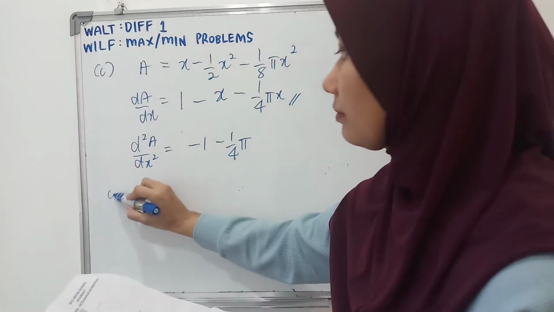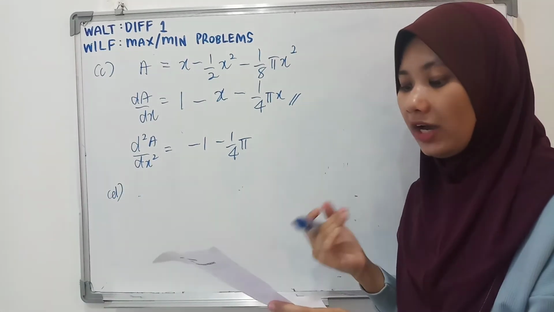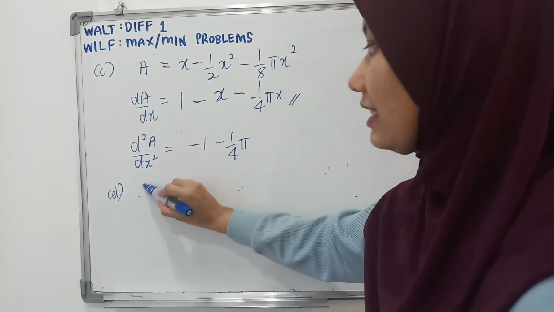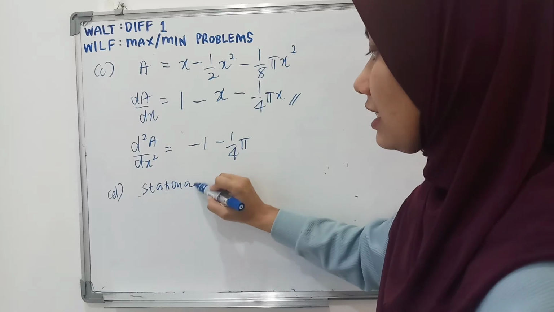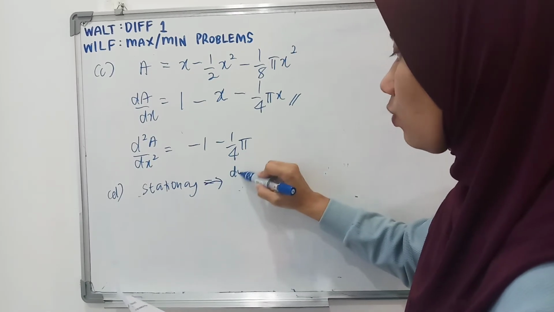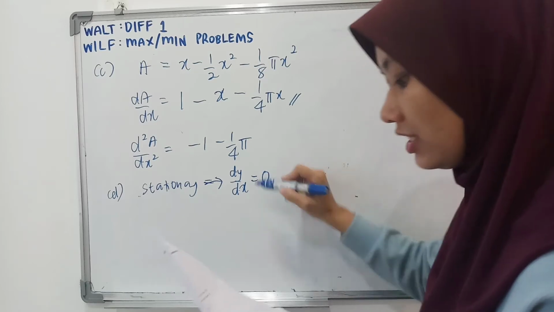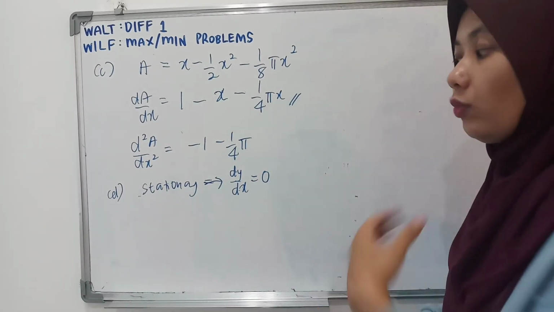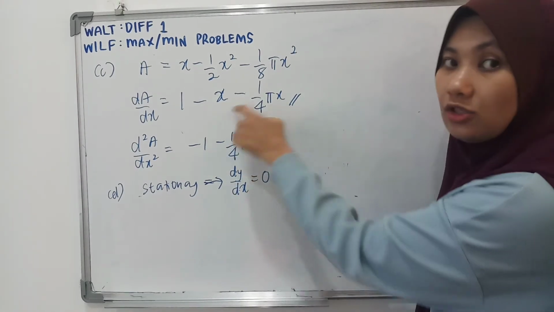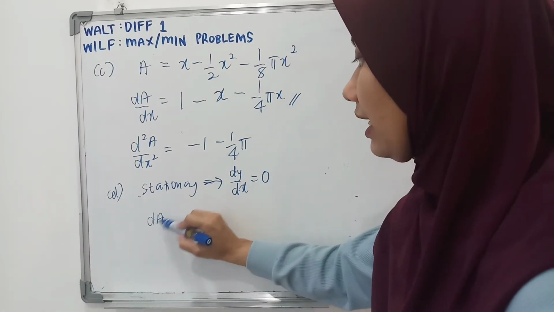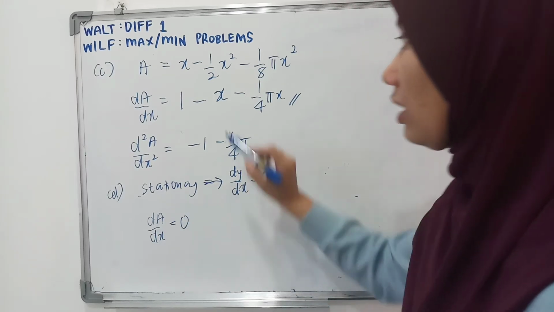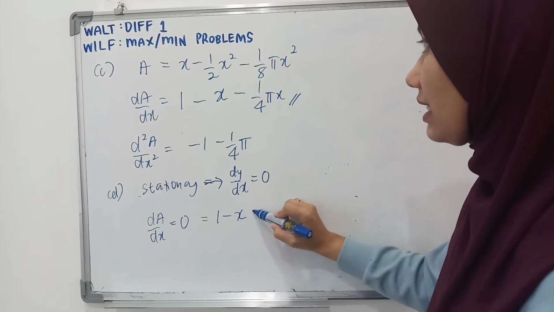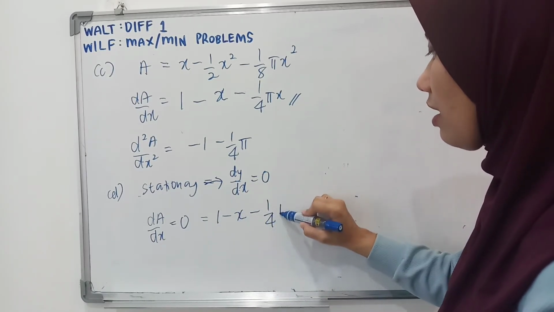Okay, part D. Find the value of x for which there is a stationary value of A. Stationary again, stationary means what? Stationary means dy over dx must be equal to 0. I know we don't have y here, but we have dA over dx, so we use dA over dx. Now dA over dx equals 0, so 1 minus x minus 1 over 4 pi x equals 0.